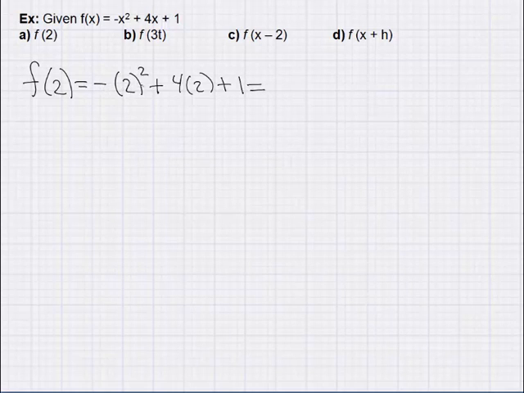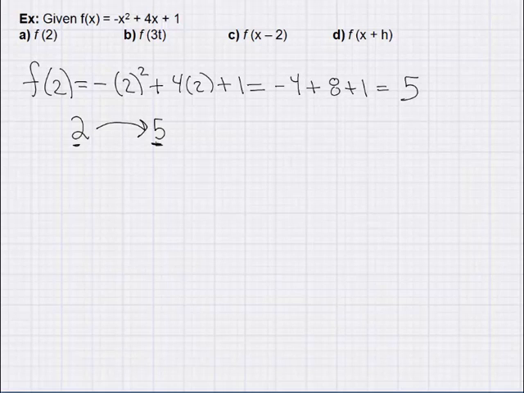So what I end up with is 2 squared is 4 times a negative. I get negative 4 plus 8 plus 1. So I end up with negative 4 and 8 is positive 4. 4 and 1 is 5. So f of 2 equals 5. And what that's basically telling me is that 2 is getting matched up with 5 through this function. This is my independent, this is my dependent value. This one right here is my domain. This right here is my range.